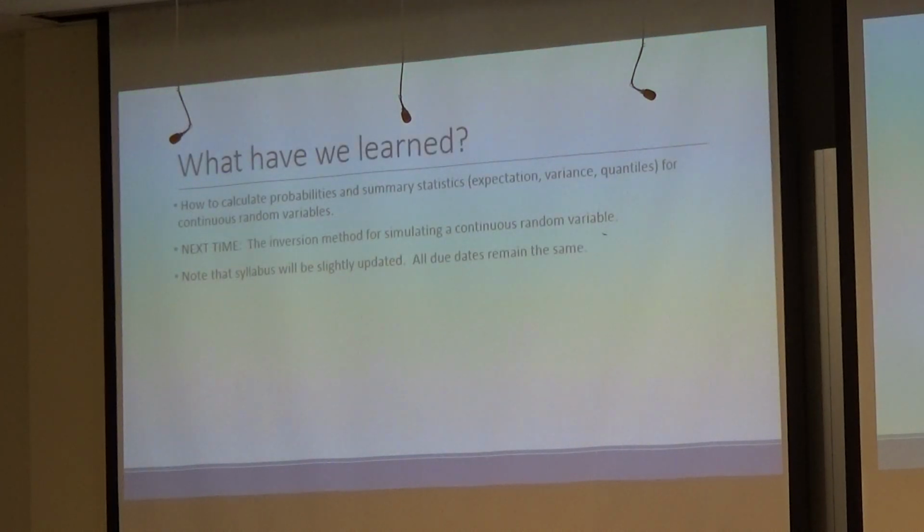That's what's coming. And what did we learn today? How to calculate probabilities and summary statistics for continuous random variables. Next time we want to talk about triangular distribution, and that involves something called the inversion method. So that's what we're going to do. And just a note that I'm slightly updating the syllabus because I was going to do all of this in one lecture, and then I realized doing uniform and triangular would be a bit much, so I split it into two. All the due dates and stuff are the same, it just means the content is going to change a little bit.